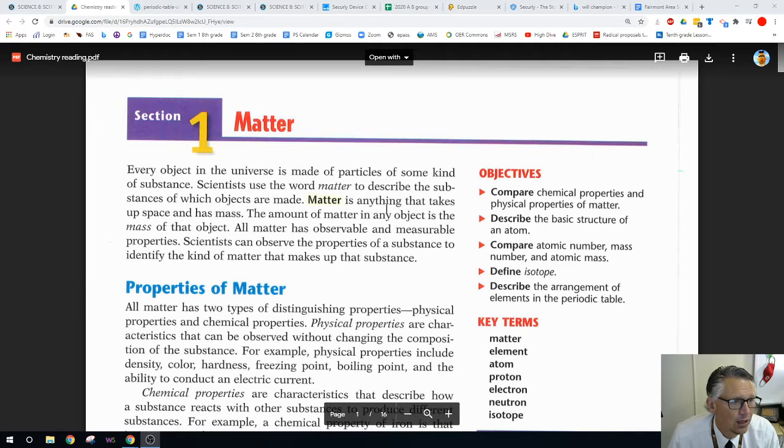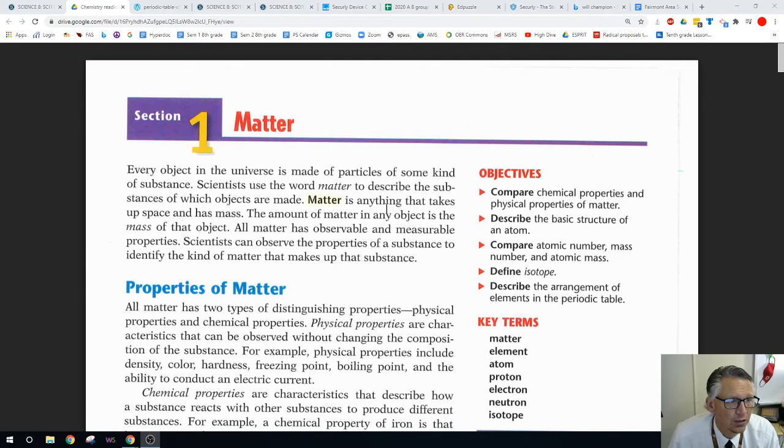Section 1, Matter. Every object in the universe is made of particles of some kind of substance. Scientists use the word matter to describe the substance of which objects are made. Matter is anything that takes up space and has mass. The amount of matter in any object is the mass of the object. All matter has observable and measurable properties.